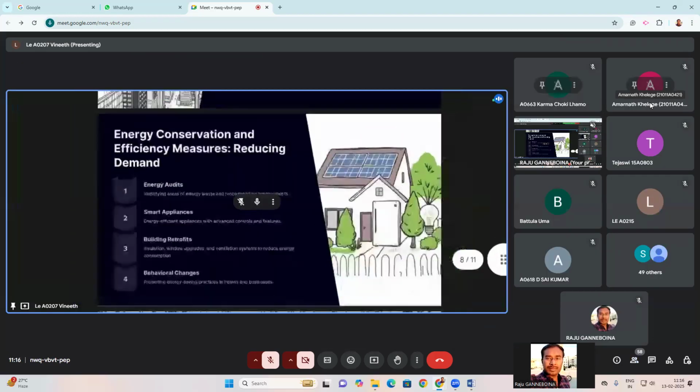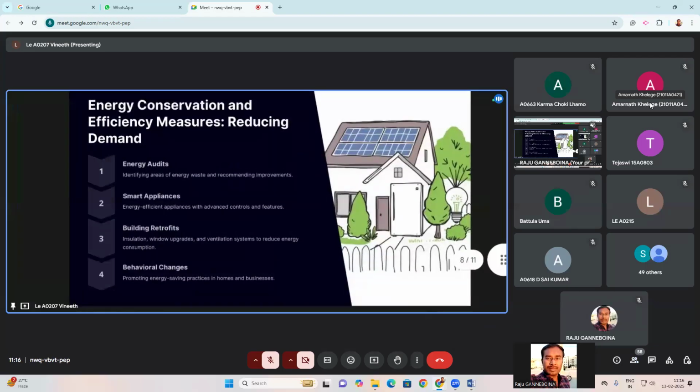Next, energy conservation and efficiency measures. Here, the main focus is to utilize energy to its maximum potential. As we know, energy production is mainly dependent on energy consumption. If energy is consumed efficiently, the energy production requirement will be reduced. So here, we can focus on four different steps: energy audits, smart appliances, building retrofits, and behavioral changes. Energy audits: identifying areas of energy waste and recommending improvements.